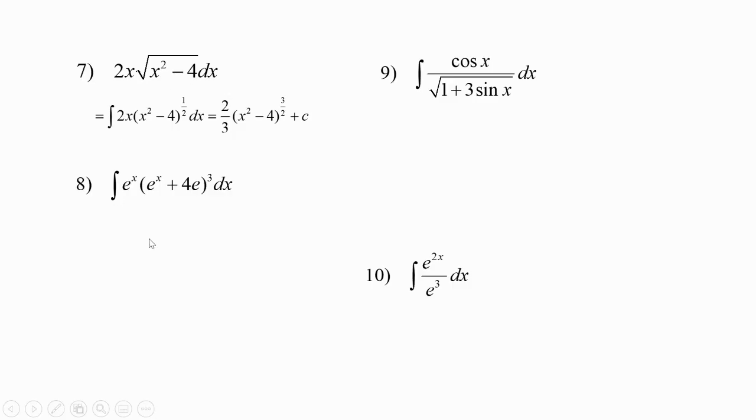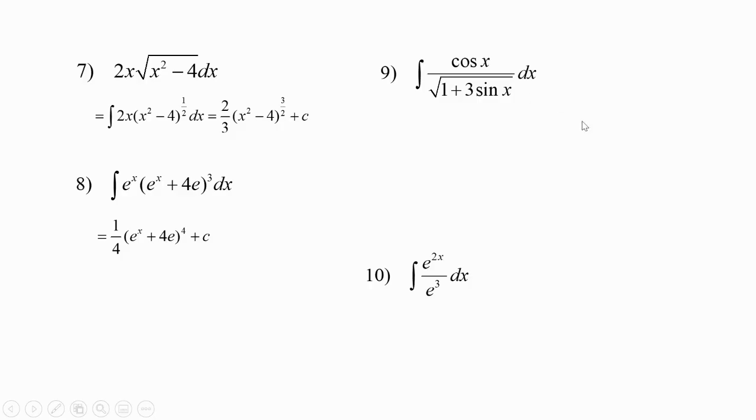Okay, let's look at number 8. e to the x times by e to the x plus 4e to the power of 3. Again, this is my power function. It's not linear inside, but I do have the derivative of e to the x plus 4e. Remember, 4e is just a number. So the derivative of e to the x is e to the x. So that is my dude, which means I can absolutely ignore it, and I integrate the bracket. So this should be a quarter e to the x plus 4e to the power of 4 plus c.